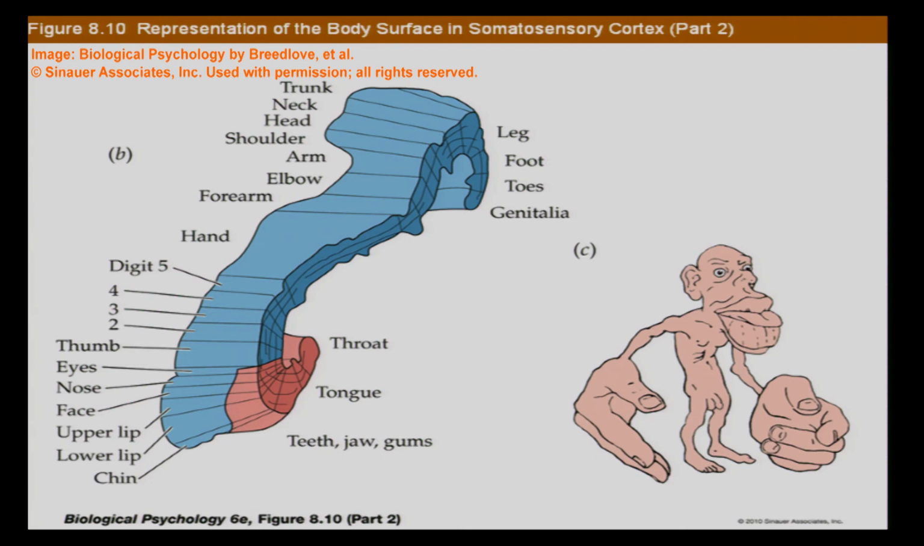Now let me ask you, is there an overrepresentation of certain parts of the visual environment? Yes? In the center, in the fovea, exactly. So that's exactly parallel. The most sensitive parts of our somatosensory systems are our hands and our lips. The most sensitive part of the visual cortex is the fovea.